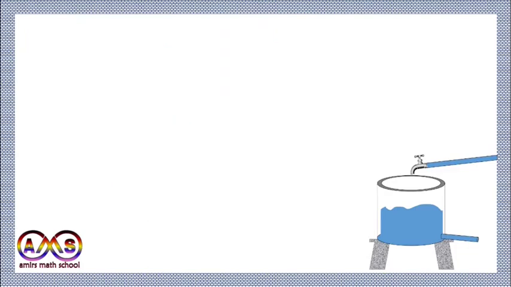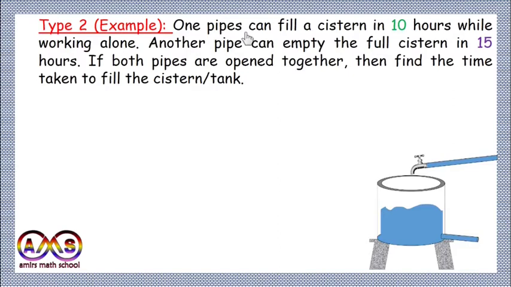Let's see one example of this type. One pipe can fill a cistern in 10 hours while working alone. Another pipe can empty the full cistern in 15 hours. If both the pipes are open together, then find the time taken to fill the cistern or tank.